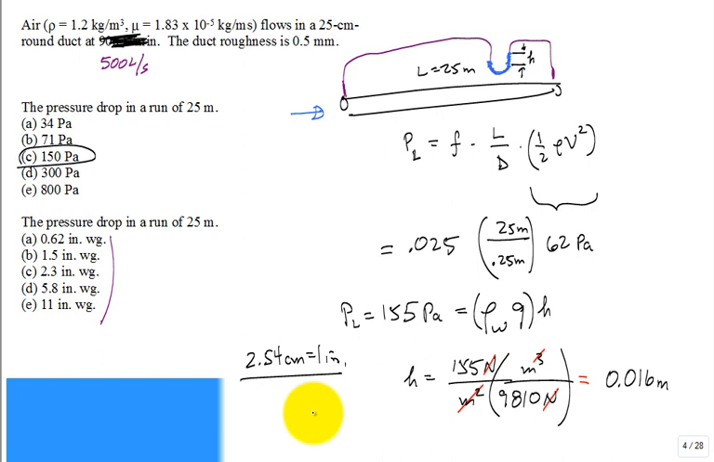That's what we solved for. h is equal to pressure divided by rho g. And so what do you get for the height in inches of water?